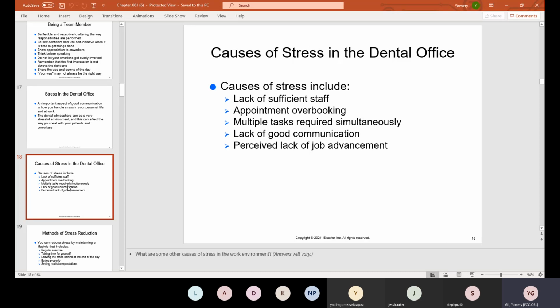Yes, it is stressful. Multiple tasks required simultaneously, lack of good communication, and sometimes that can happen between team members or it can happen between the front office and the back. And the perceived lack of job advancement. Some people have been in the same position for years and they feel like that's just what it's going to be. It's just their job. They're not moving up. That's perceived lack of job advancement.